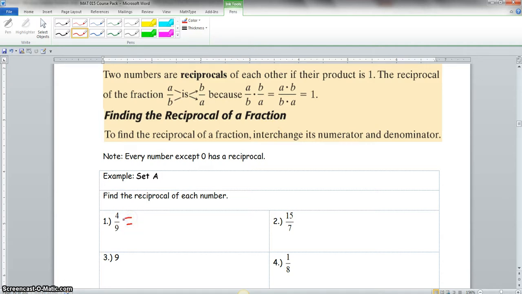So let's take number 1 down here. 4/9 becomes 9/4. So that is our final answer. The reciprocal of 15 over 7 is 7 over 15. Now we look here at number 3. We have 9. 9 is really 9 over 1, and the reciprocal of 9 over 1 is 1 over 9. Now we look here at number 4. The reciprocal of 1 over 8 is 8 over 1, but we never leave our final answer over 1. So 8 over 1 is just 8.